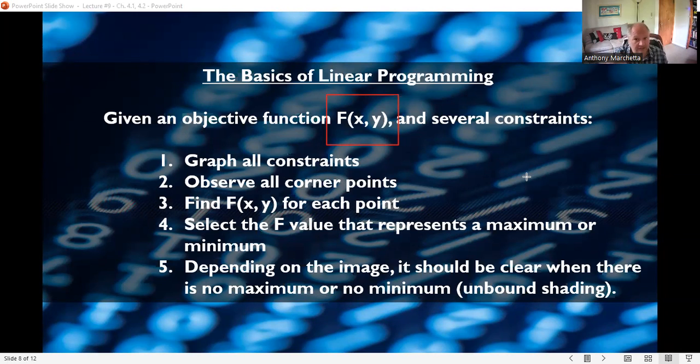So you graph all the constraints, which we just did many times. You observe all those corner points, which I just showed you for the first time. You could go and find those corner points. Then you find f of x, y for each point. That means you take the values in each point and plug them into the objective function, which will be defined up front, and it'll be a polynomial in x and y. Then select the f value that is the max or the min, and depending on the image, it should be clear sometimes when there's no max or when there's no min.